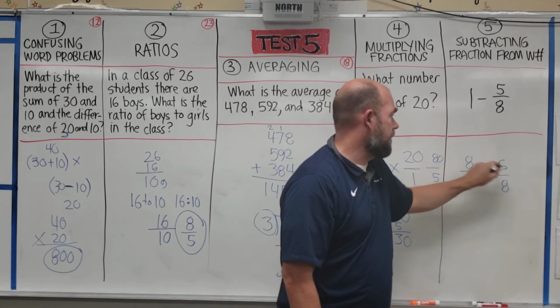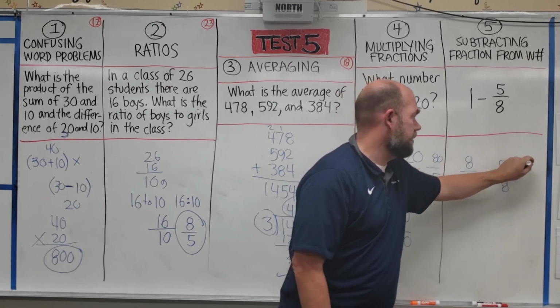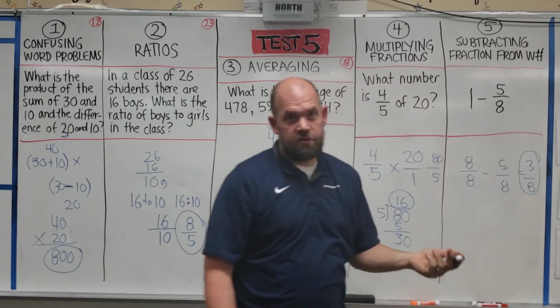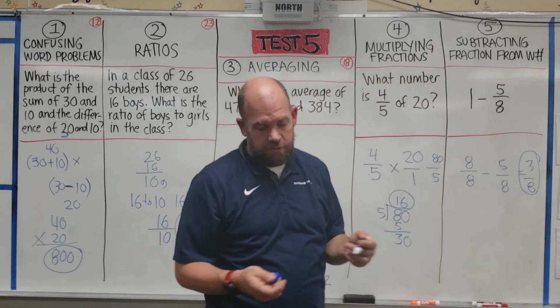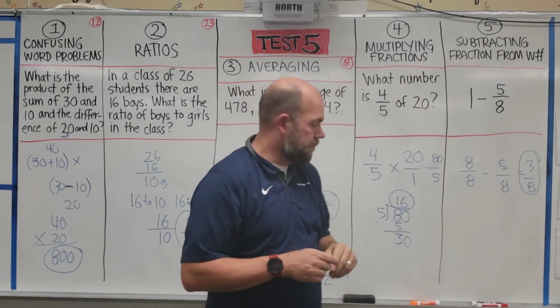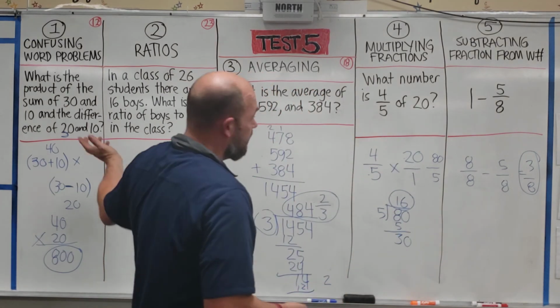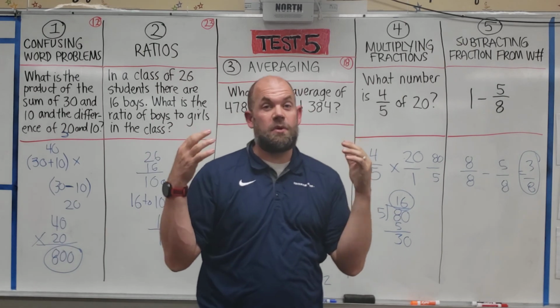And this is the easiest problem ever. 8 minus 5 is 3. Keep the denominator the same. There's nothing to reduce or simplify here. It's 3/8. So that's a pretty easy one. But I guess it takes some practice because we had a bunch miss it. So these are our 5 trickiest problems from unit number 5.